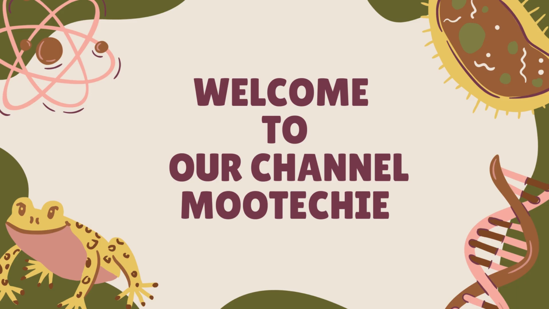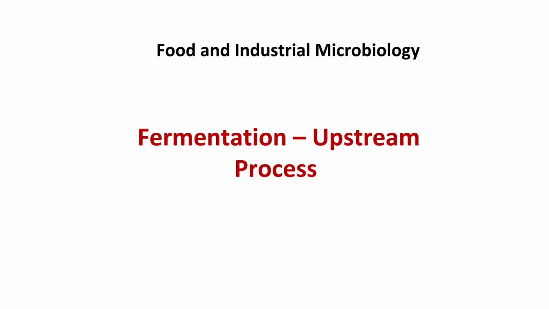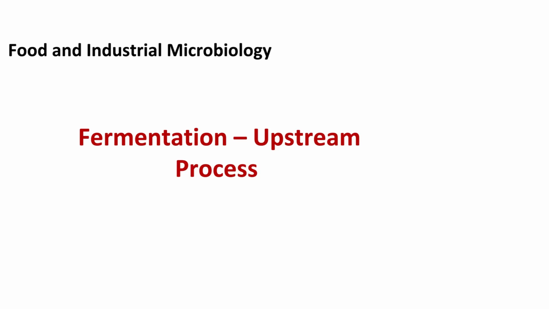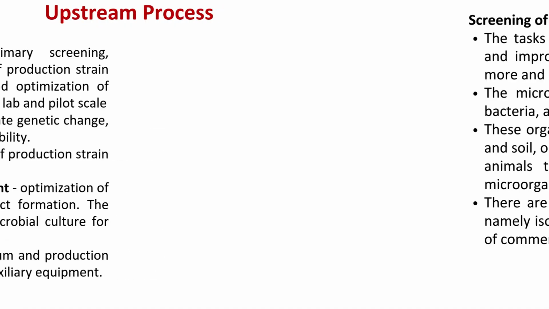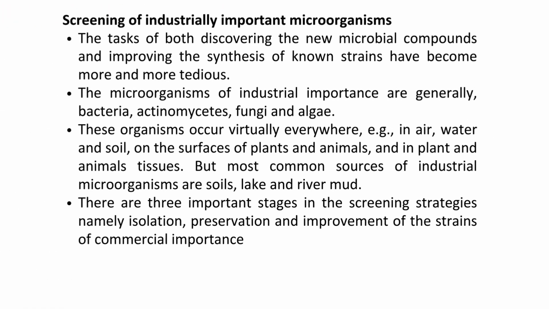Today we're diving deep into the upstream processes of fermentation, a crucial foundation in food and industrial microbiology. Our session begins with an overview of the upstream process. This involves all the steps before the actual fermentation begins. The key steps include screening industrially important microbes, preserving them, improving the strains, developing the production media and inoculum, and ensuring proper sterilization. Let's talk about the first step, screening industrially important microorganisms.